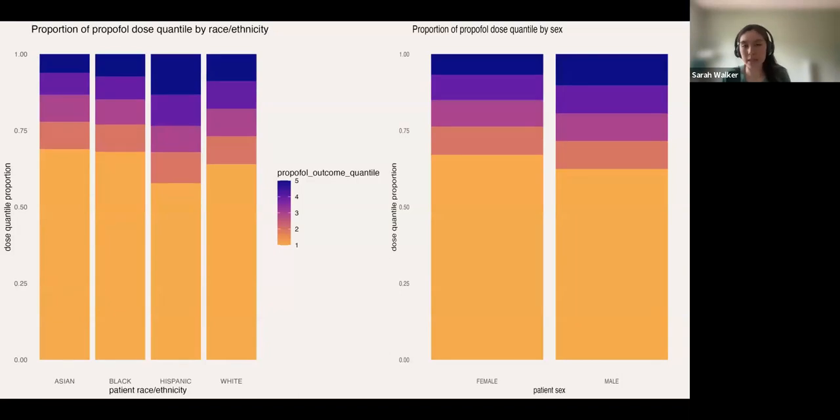So quantile 1 here is representing not receiving any drug at all. And then from the data points where the patient is receiving some drug, we split it into the 4 quartiles and have those as the next 4. So that's 1 to 5. And these are unadjusted results, so not particularly helpful in terms of statistical significance, but we can already see some differences between the categories. So for example, Hispanic patients appear to receive higher doses of propofol more often than the other categories, and similarly for male as well.